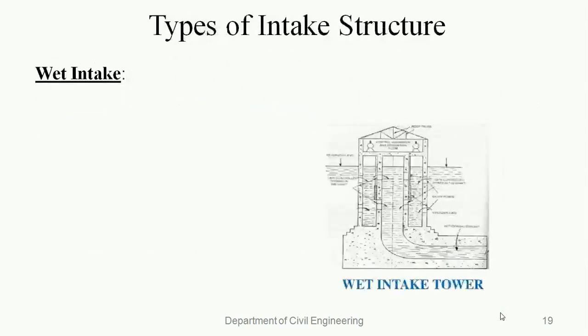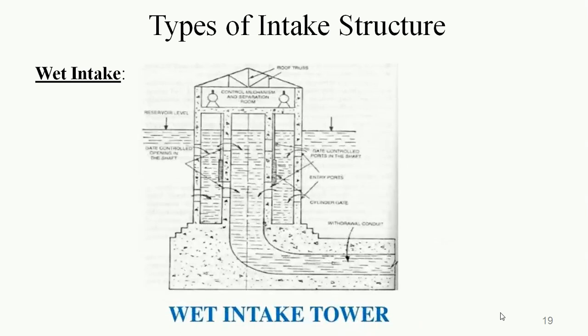The following diagram shows the working mechanism of a wet intake tower. The water enters into the intake tower through the entry ports. There is a separate withdrawal conduit located at the center. Water enters this withdrawal conduit through the gate controlled openings. The control mechanism of these entry gates and ports is located at the top of the tower.